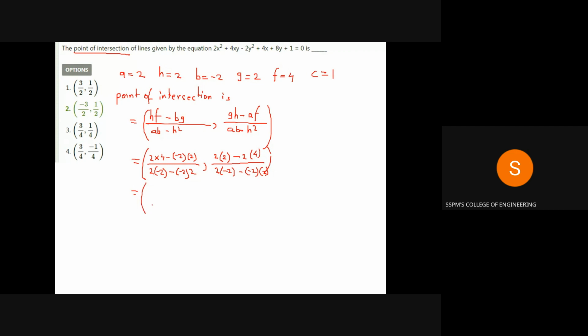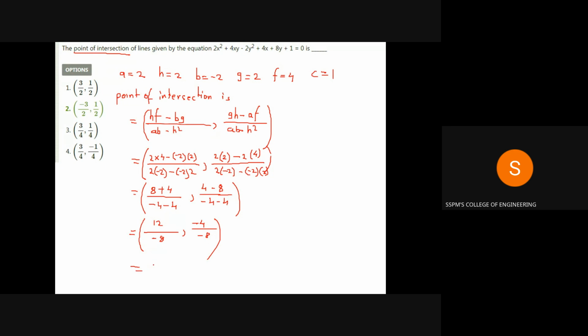So now we will solve this. 2 into 4 is 8. This minus minus will become plus, 2 into 2 is 4, whole divided by minus 4 minus 4. The denominator is the same, again minus 4 minus 4. And 2 into 2 is 4, minus 2 into 4 is 8. If we solve this we get 8 plus 4 that is equal to 12, and minus 4 minus 4 is minus 8, comma 4 minus 8 is minus 4, and minus 4 minus 4 is again minus 8.